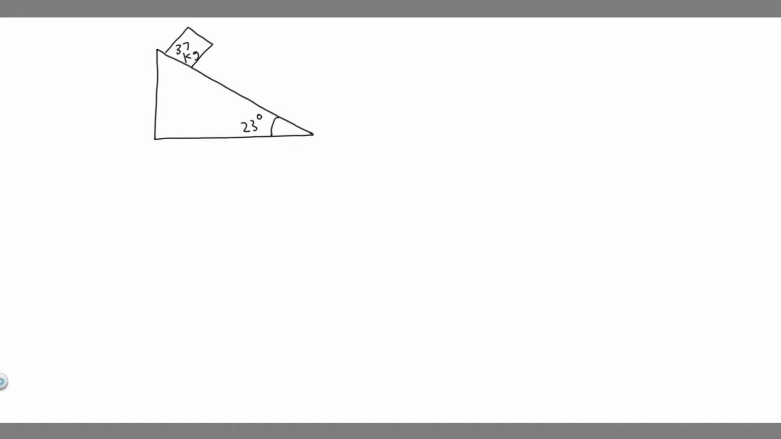So you want to draw what's going on here. So we have this crate. It's going to be on a 23 degree incline, and we know it's going to have a mass of 37 kilograms. And so what we're trying to do for A is find the coefficient of static friction between the crate and the ramp. So we're trying to find mu sub s, which is the coefficient of static friction. So that's what we're trying to find.